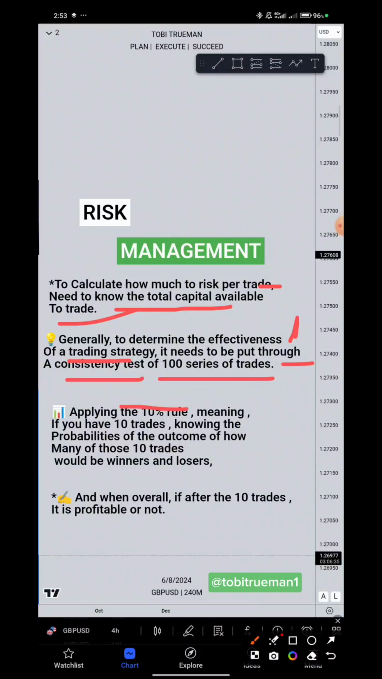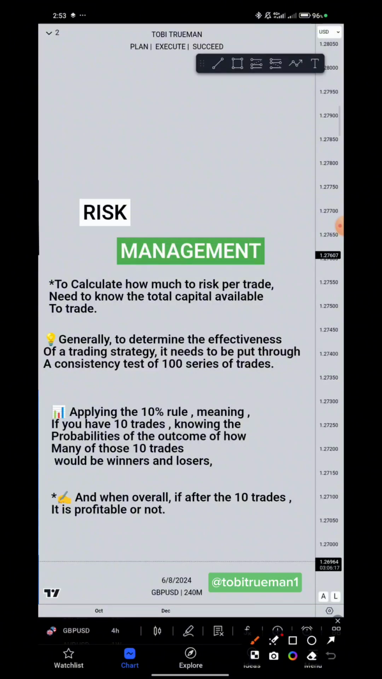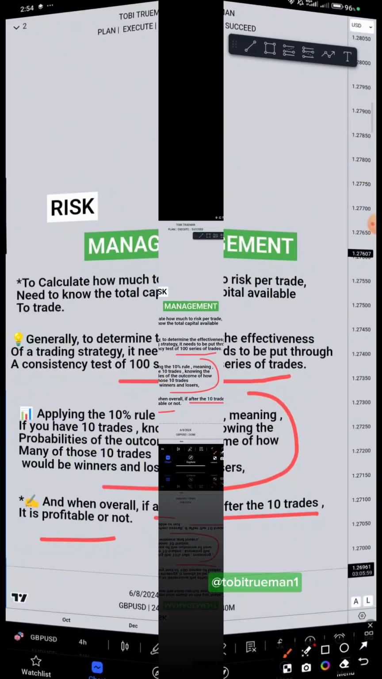Okay? For you not to go through the stress of having 100 trades to check your strategy, you can apply the 10 trades rule, knowing the probabilities of the outcome, of how many of those 10 trades would be winners or losers. Out of those 10, you want to know how many are going to win and how many are going to lose. If you can come out with a particular figure, you can use it to assume the 100 trade series. And overall, after the 10 trades, you see if your strategy is profitable or not profitable.